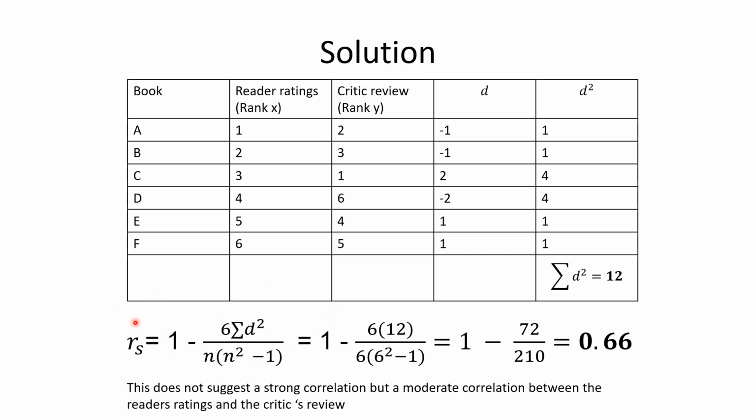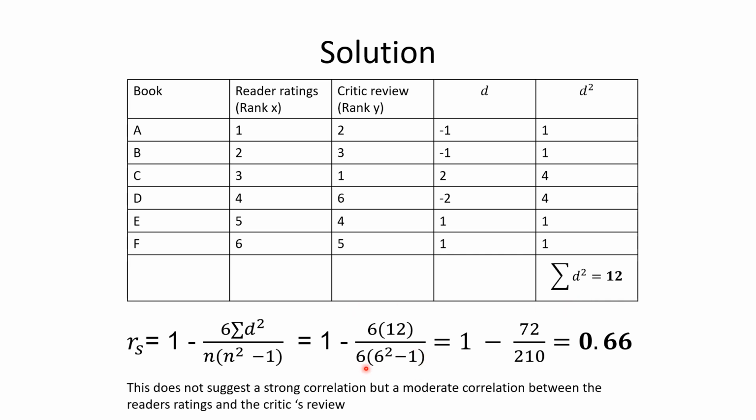Here again is the formula: 1 minus 6 summation d squared over n into bracket n squared minus 1. The 6 is part of the formula, so you don't remove it. And remember, this 6 is not the total number. It's just a coincidence that we also have 6 observations in this case. The summation d squared is 12. We have it in the formula, and that's the only thing we need to calculate in this case.